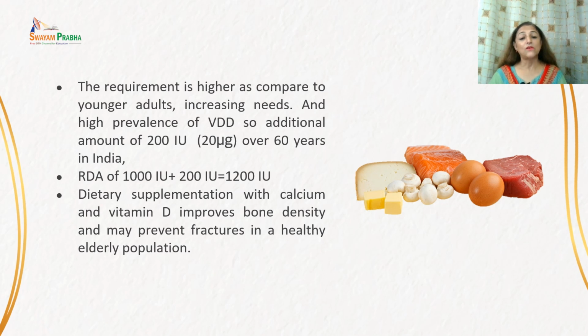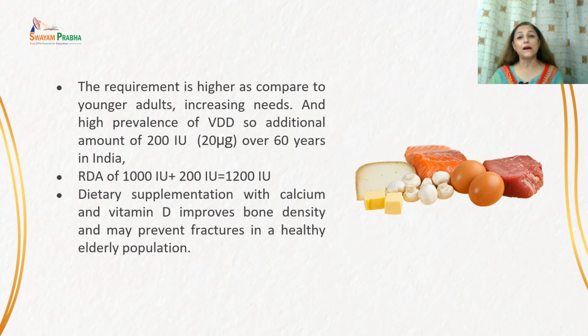Because of the prevalence of a high amount of vitamin D disorder among the elderly, they have recommended an additional 200 international units, which amounts to 20 micrograms of vitamin D, for people over 60 years of age in our country. So the RDA of a normal person is 1000 international units. Adding 200 more international units amounts to 1200 international units.